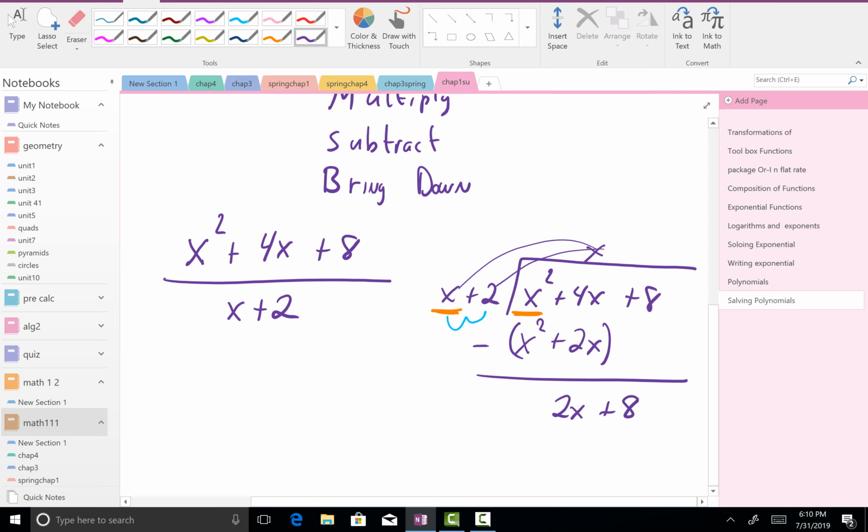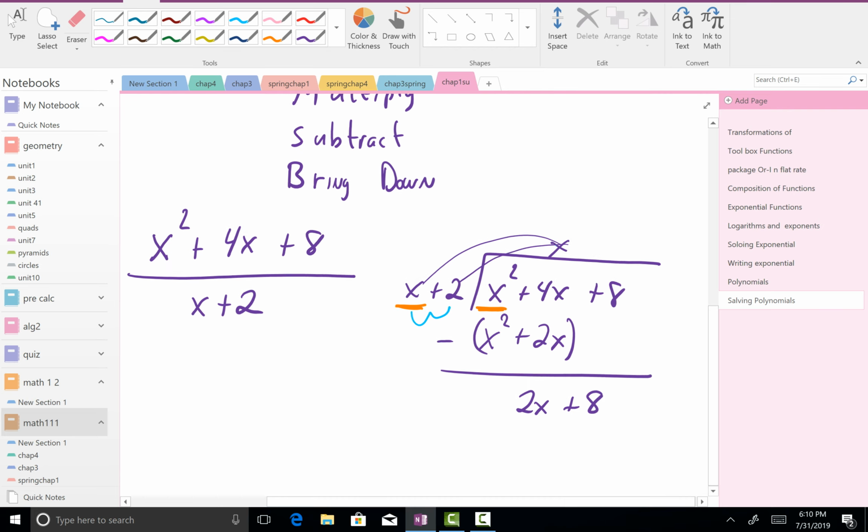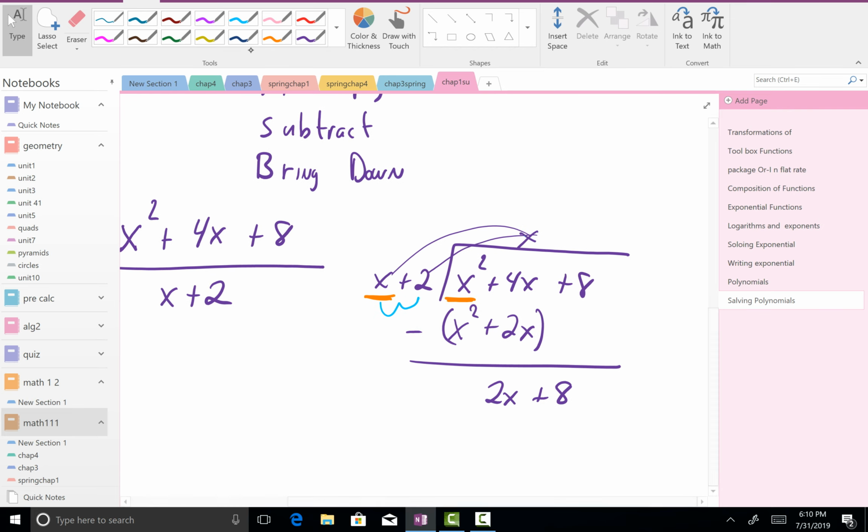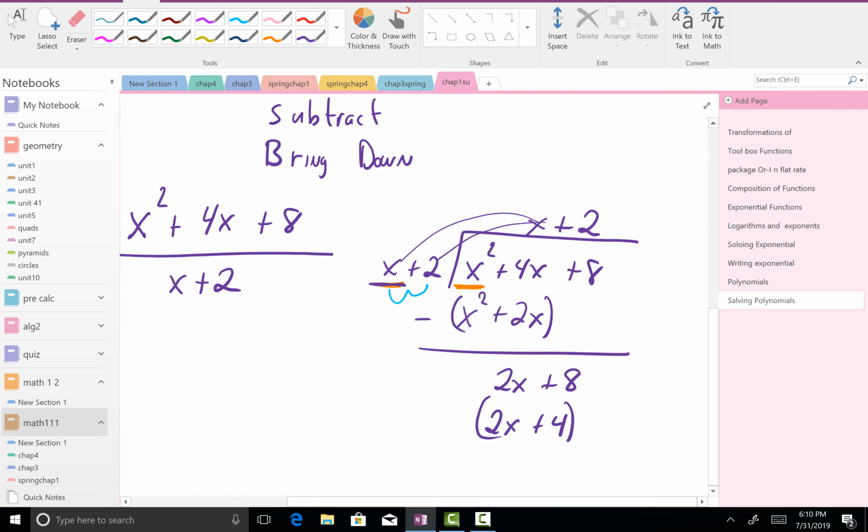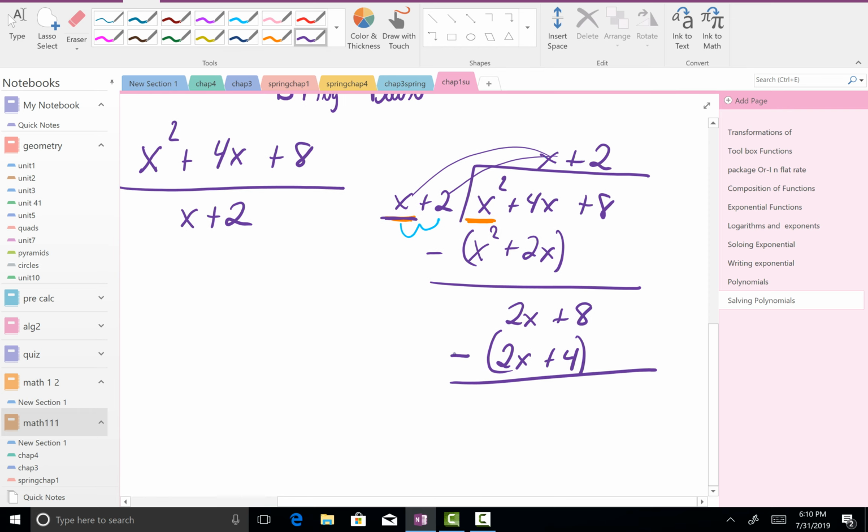Okay? And now you repeat this until you can't do it anymore. So now I ask myself, okay, what would I multiply this x by to get a 2x? 2, right? So you guys are pretty good at this. So now we just multiply again. So then we're going to get 2x plus 4. Subtract. Notice that the 2x's go away. 8 minus 4 is 4. Now I can't divide anymore because I can't take this x and put it into that 4. It just doesn't go in there.